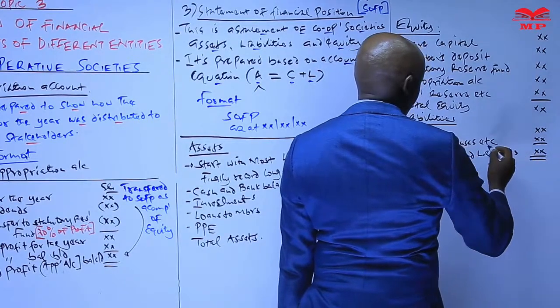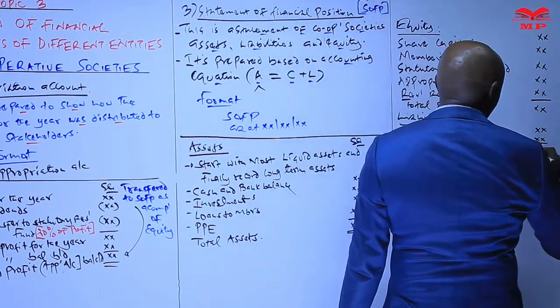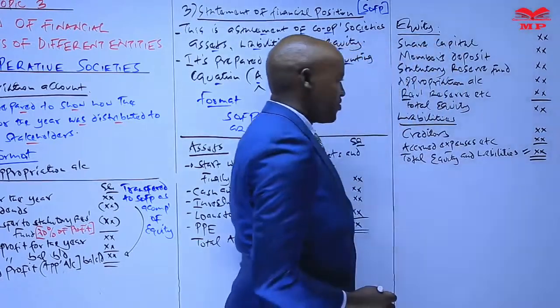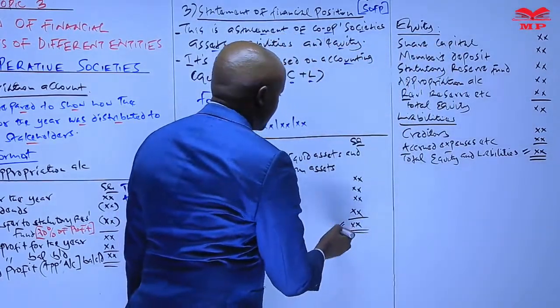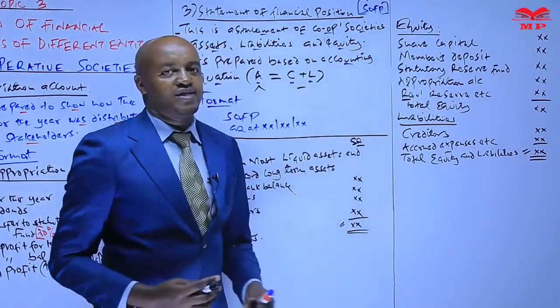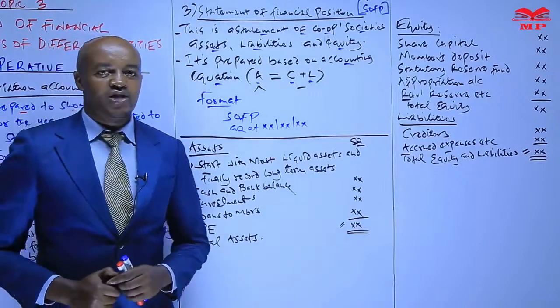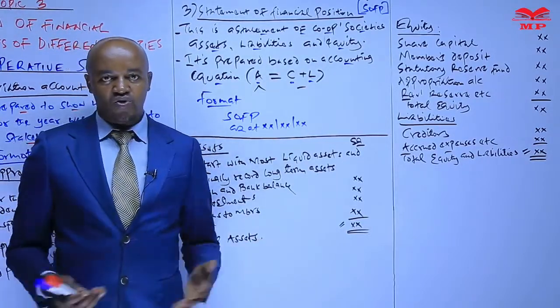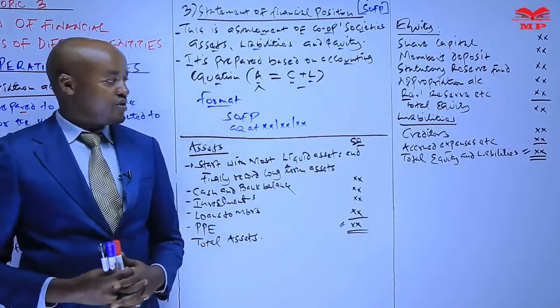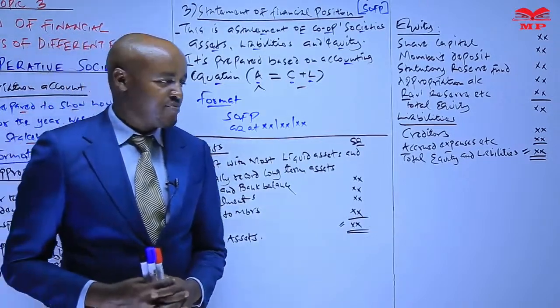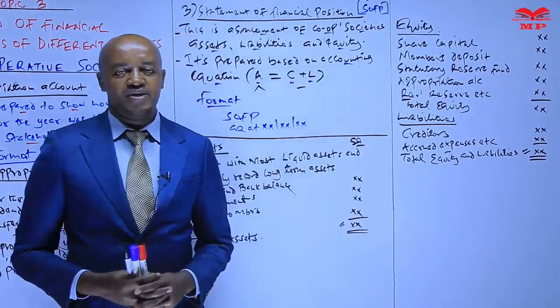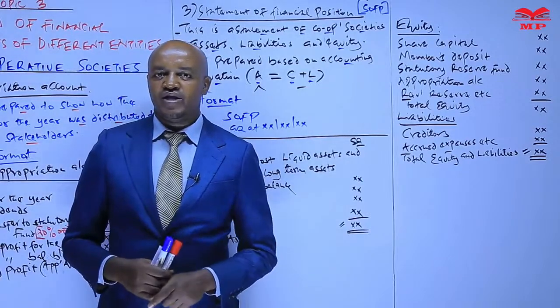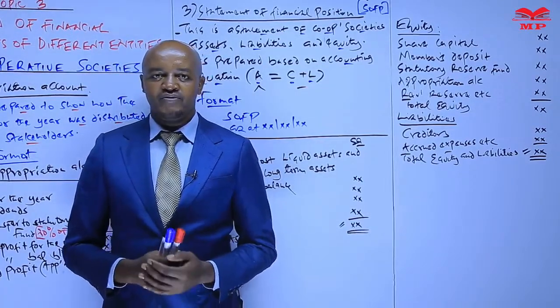Total equity and liabilities. And whatever you get here as the total equity and liabilities must always be equal to the total assets, simply because we prepare the statement of financial position based on the accounting equation, which states that assets are equal to capital plus what? Liability. So that's how we prepare or present the statement of financial position of a cooperative society.